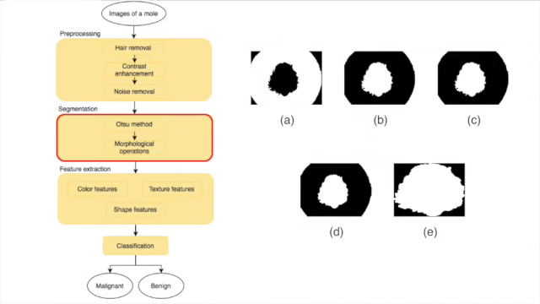Next, we do some segmentation, where we apply the Otsu method, which is an adaptive thresholding of images. We invert the result, and then we apply some morphological operations, such as opening and closing. And then at the end, we find the blob that represents the mole, and then we crop it out.